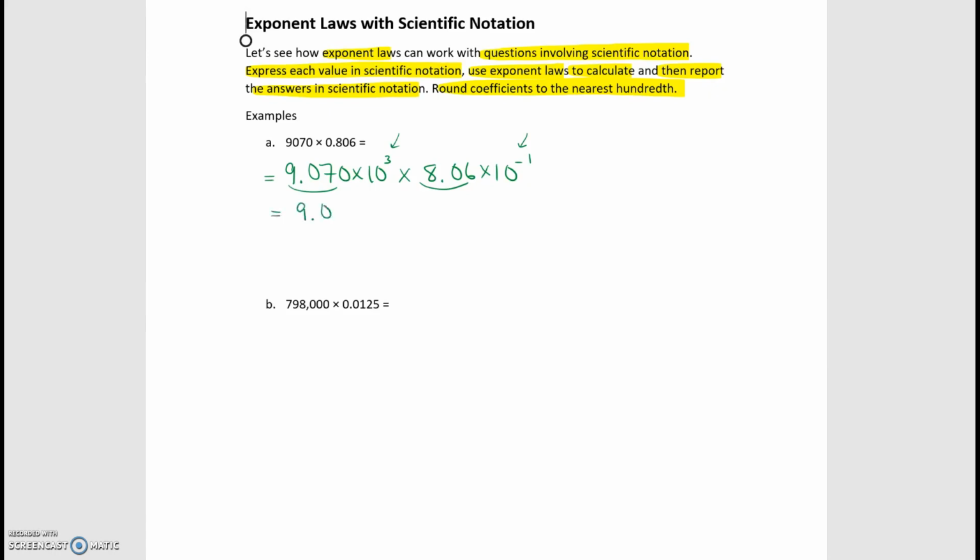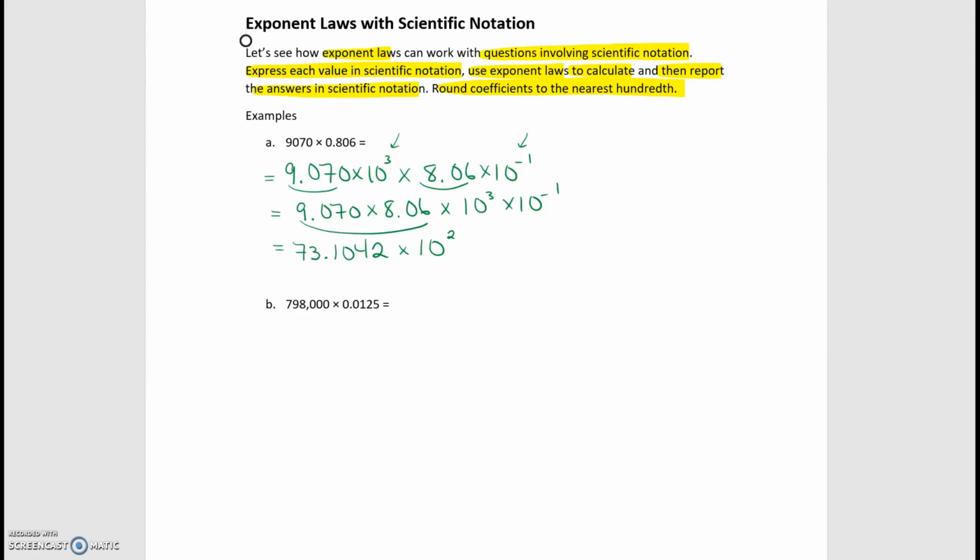So 9.070 times 8.06 times 10 to the 3 times 10 to the negative 1. And we'll do this multiplication in the calculator to get 73.1042. And powers of 10: when you have multiplication of the same base, you just add the exponents. So times 10 to the power 2. 3 minus 1 is 2.